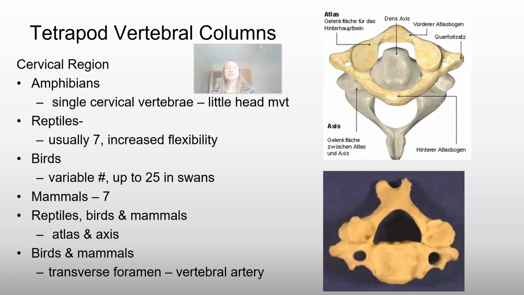Reptiles usually have 7 cervical vertebrae, and this allows for increased flexibility. Birds have a variable number of cervical vertebrae, up to 25 in swans. That's in contrast to mammals, where we kind of have that reptile pattern. We have 7 cervical vertebrae, whether we're a human, a monkey, a dog, or a giraffe with a really long neck. 7 cervical vertebrae.